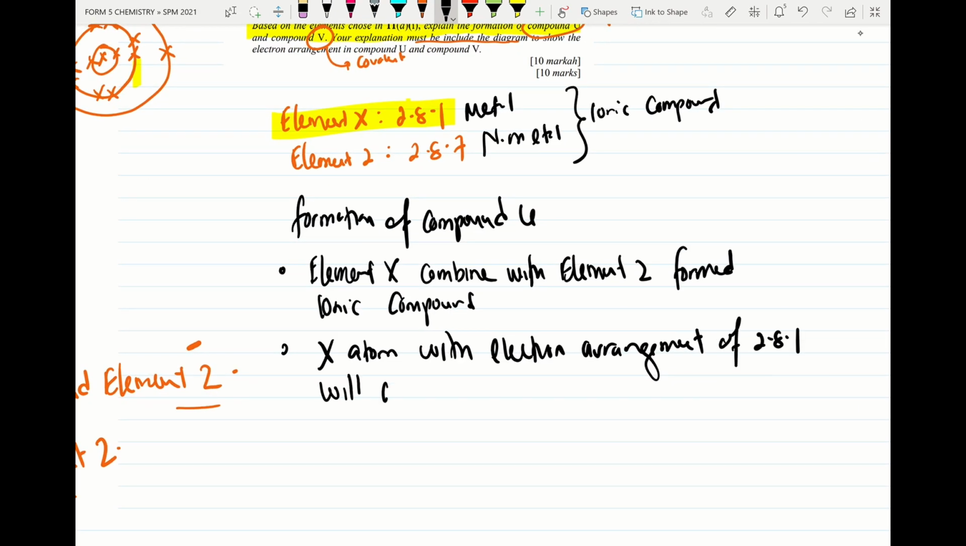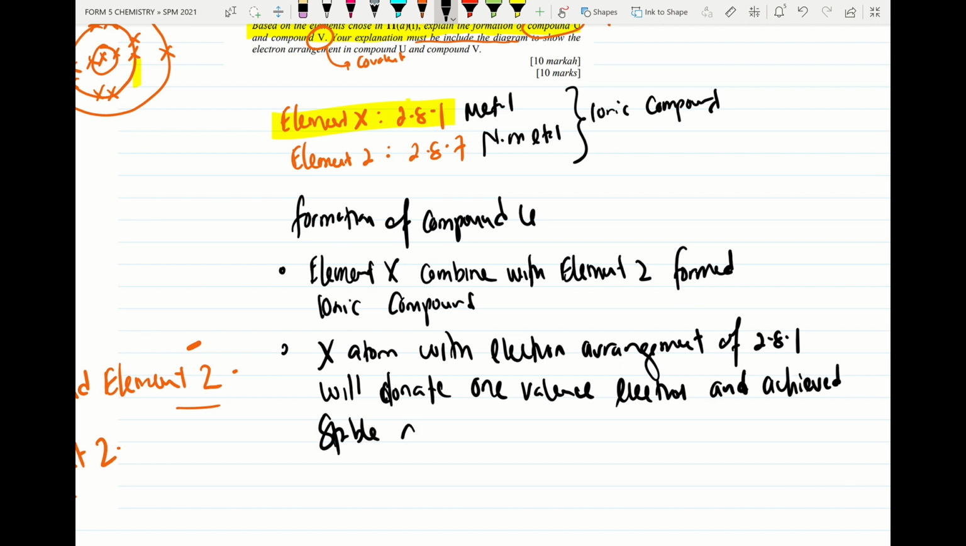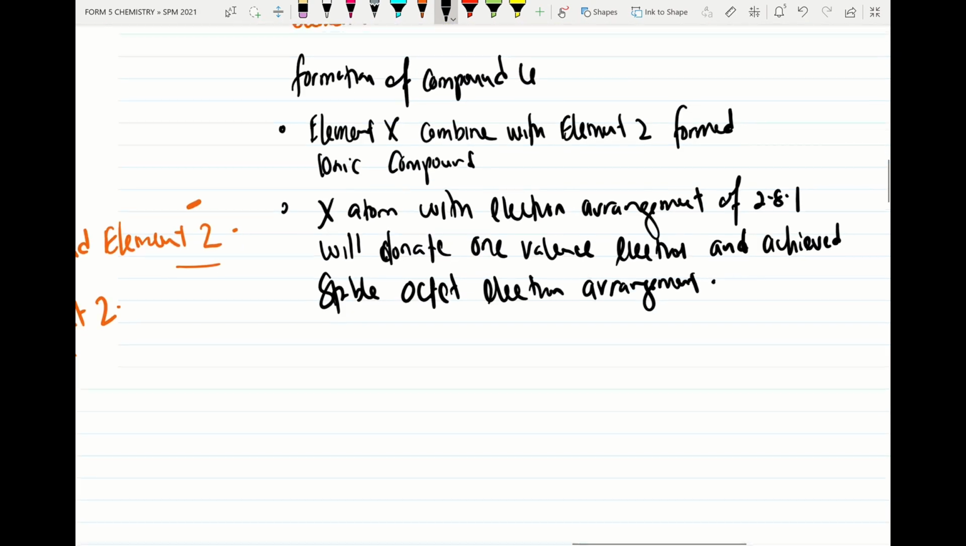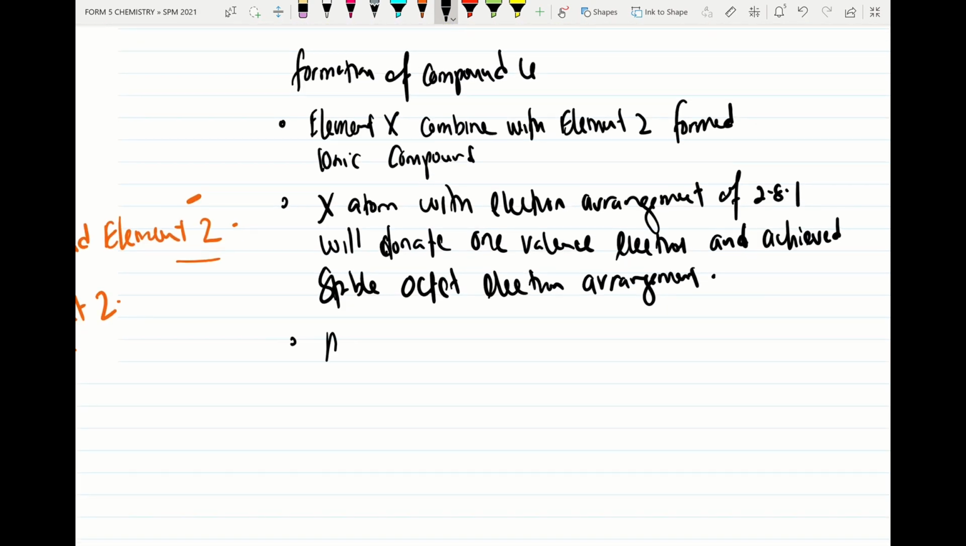Alright, will do what? Will donate. Please put this word donate 1 valence electron. Alright, and will do what? And achieve stable octet electron arrangement. Next point we put here positive ion of X positive is formed.